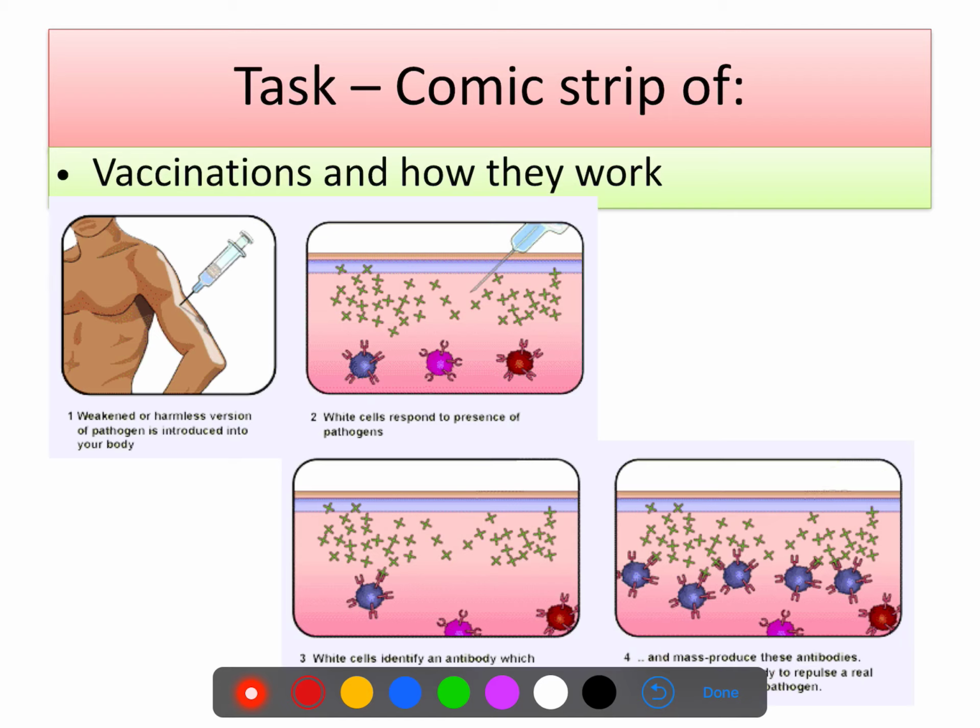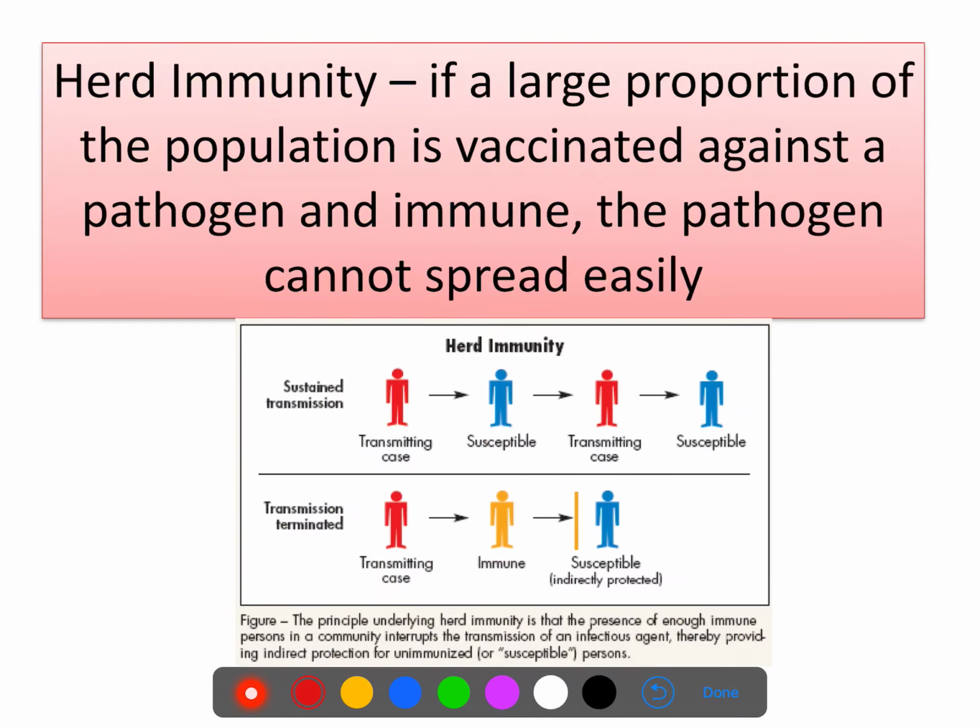Do make sure you include the keywords. So you want to be talking about antibodies and antigens, lymphocytes, pathogens, and at the end, do make sure you mention how it creates memory cells. So the whole purpose of this vaccination. You'll talk more about that task in your live lessons.